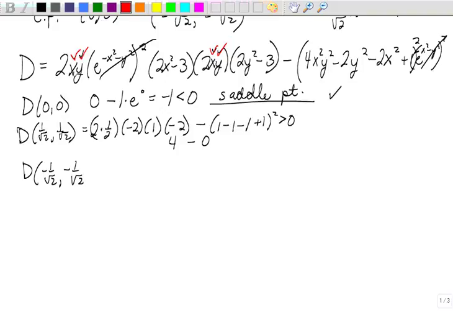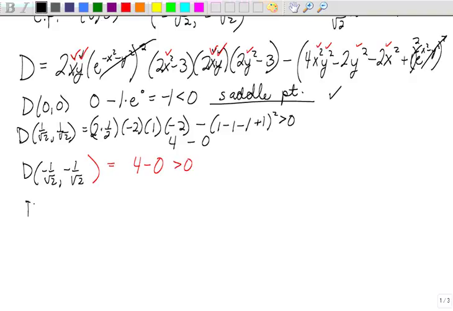It's the same thing as squaring it. That's squared, so it's going to be the same as before. Squared, squared, squared, squared. So this is going to be the same as the one we just did. That's going to be 4 minus 0 also, which is greater than 0.